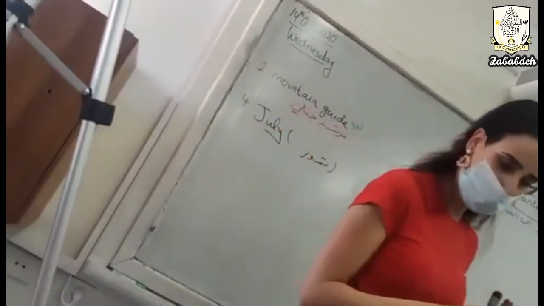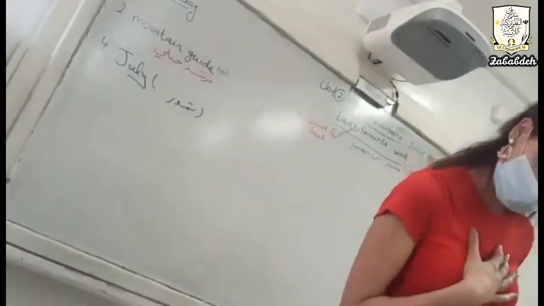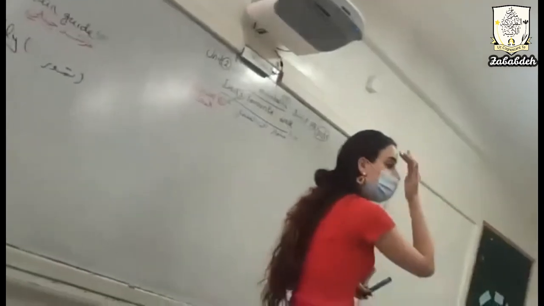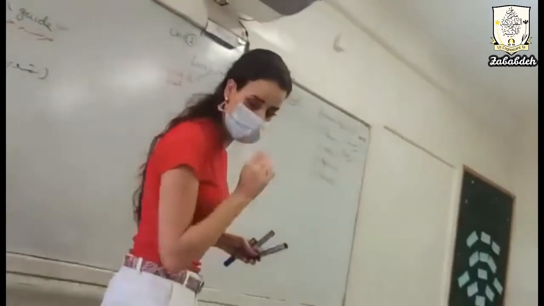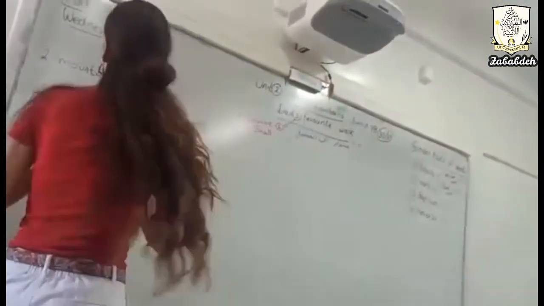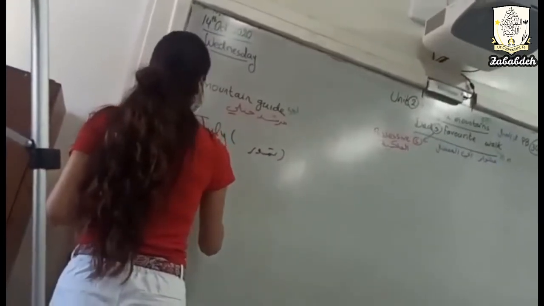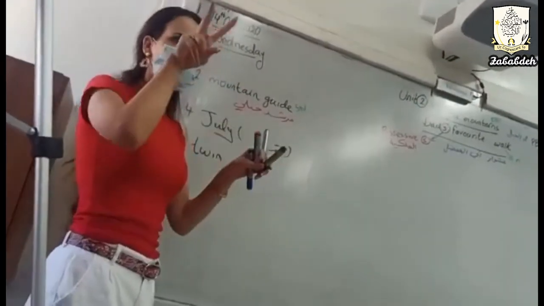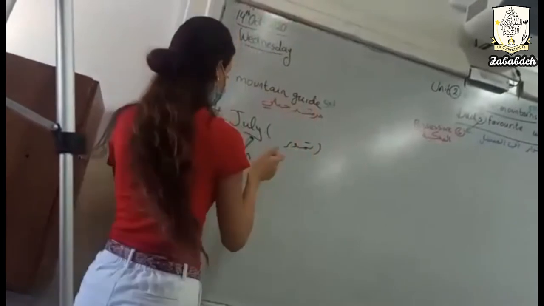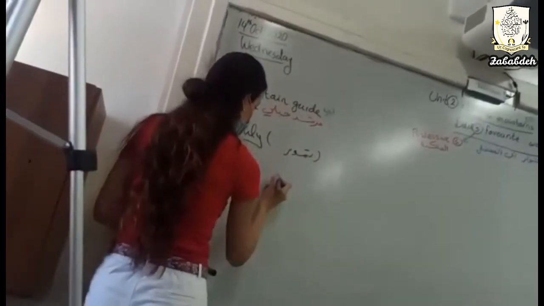I traveled to the mountains with mom, dad, and my twin brother Fred. So at line six, we have the word twin. What's the meaning of twin? Twin. Excellent.